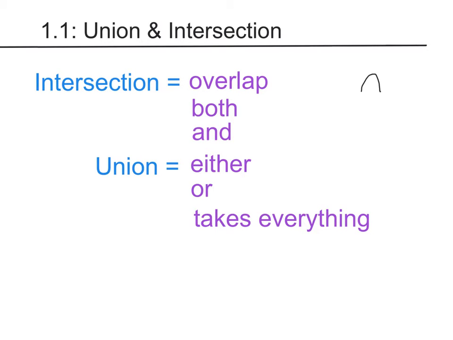but I usually use the phrase that a union takes everything. It takes all of the first statement, anything that makes the first statement true, and it takes anything that makes the second statement true. So typically I'll use overlap for intersection, and I will use the fact that a union takes everything. Quickly, before we get into an example, just make sure you understand that this is the union symbol, this is the intersection symbol.